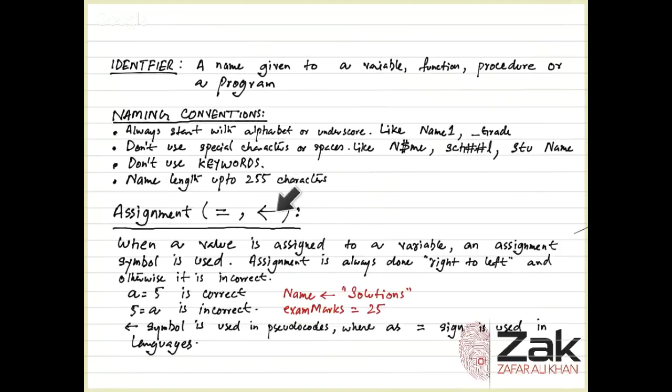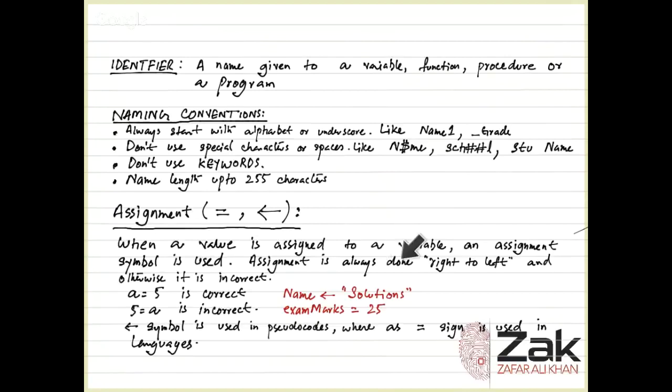That is why this arrow is pointing towards the left. In pseudocode we use an arrow, but it really does not mean that you are asked to use an arrow. I basically mostly prefer that we use the equal to sign. So in pseudocode it may be an arrow, but in a language it is always the equal to sign.